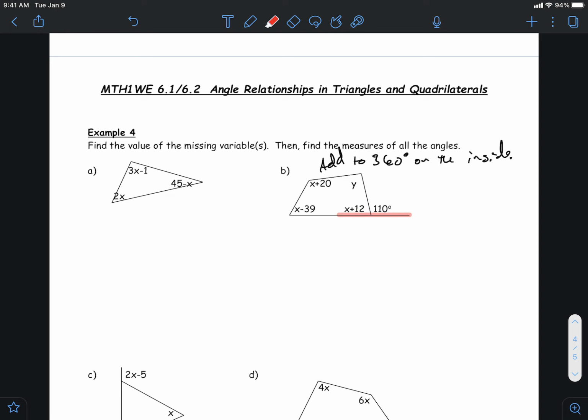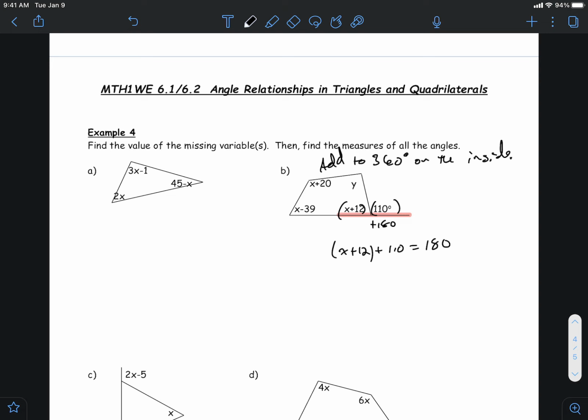Okay, I know that bottom little line segment has to add to 180 degrees, right? Has to add to 180. Okay, so here's what I know. I know X plus 12 plus 110 has to equal the 180. Would everybody agree? So I got 2 pieces there. I know both pieces have to add to 180 degrees because that's how many degrees are in a line segment. Would everybody agree with that?